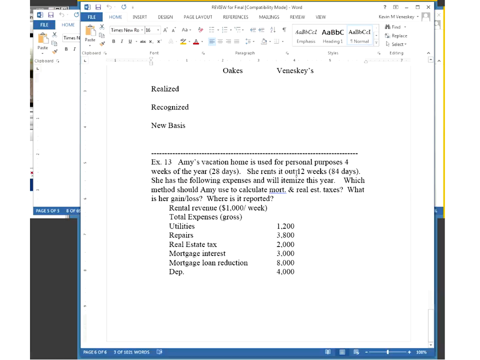Last example. We have a vacation home used for personal purposes for 28 days, so remember the difference between primarily rental, primarily personal, and then the combination of rental and personal. We have used this asset for more than 14 days and more than 10% of the days rented, so this is not primarily rental or primarily personal. It's a combo. And the thing about the combo is you can't have a net income go below 0. That's the only downside.